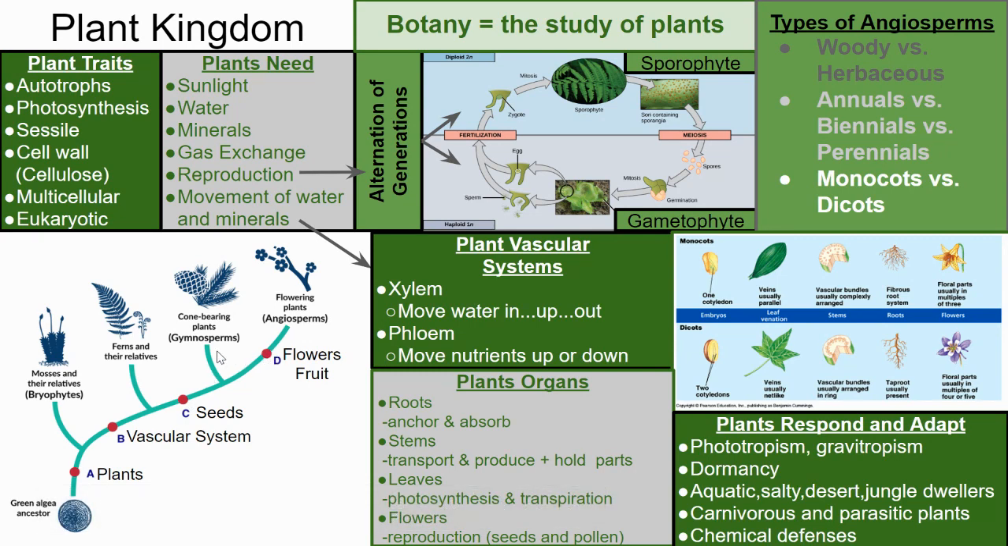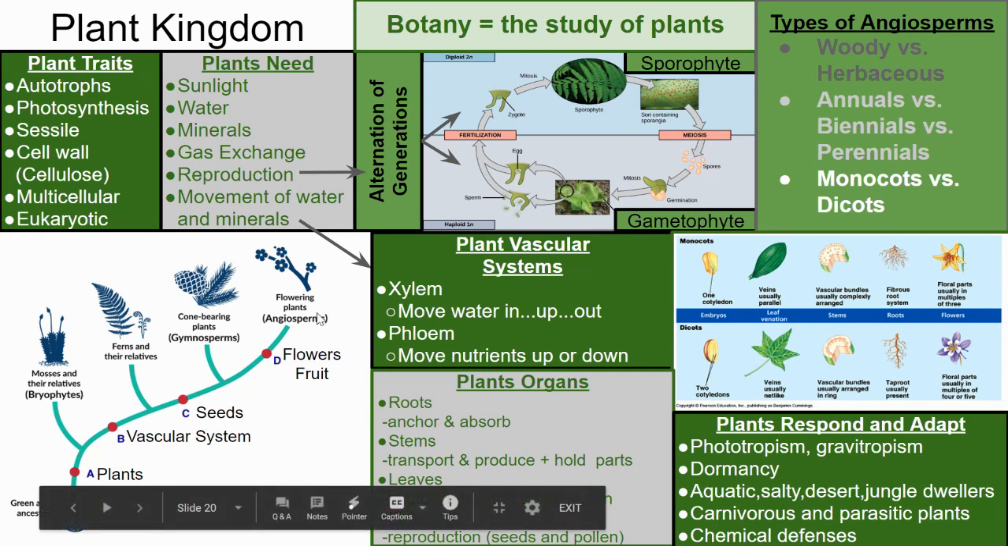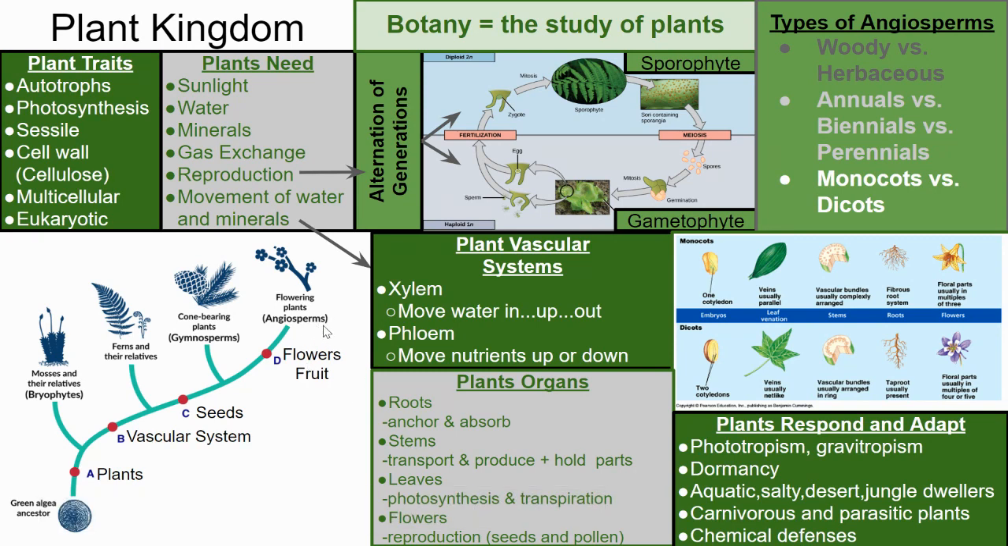Now, gymnosperm is a word that means naked seed, and angiosperm means an enclosed seed. So you can see another derived characteristic for angiosperms is that they have flowers or fruit. Angiosperms are the most complex type of plant in the plant kingdom. They have vascular systems, they have seeds, they have flowers, and they have fruit, most often in angiosperms.